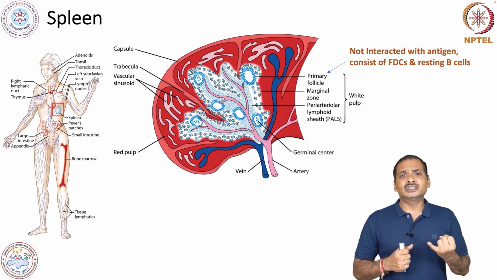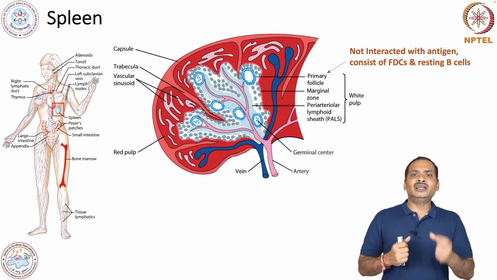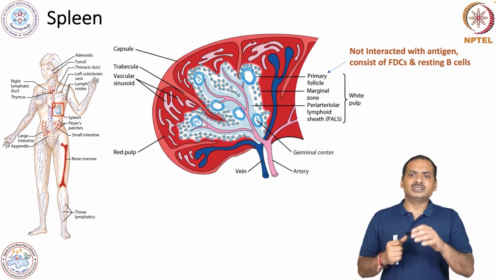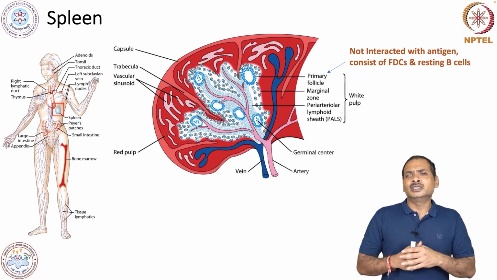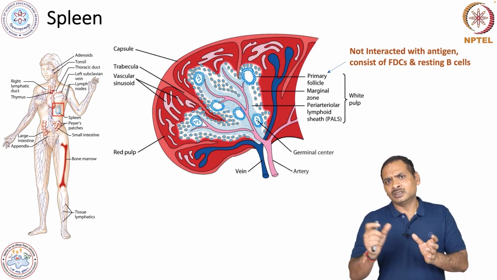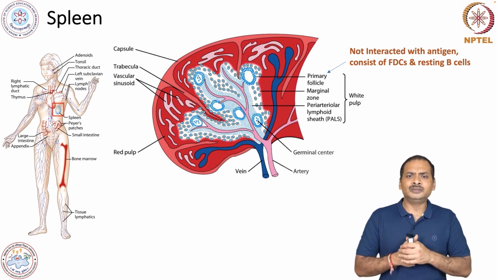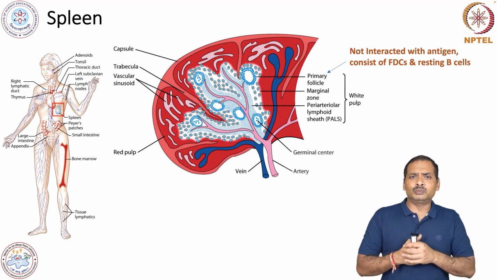Over there, immunocompetent naive lymphocytes are present. Another component is the FDC, which stands for follicular dendritic cells. And there are resting B cells. Resting B cells, or you can also understand them as immunocompetent naive B cells, are the same thing. So this primary follicle consists of these components.